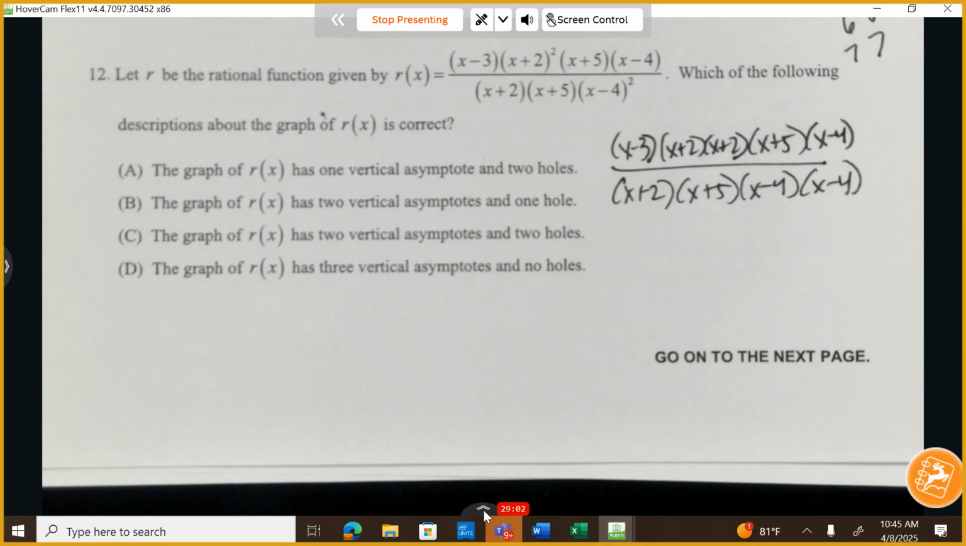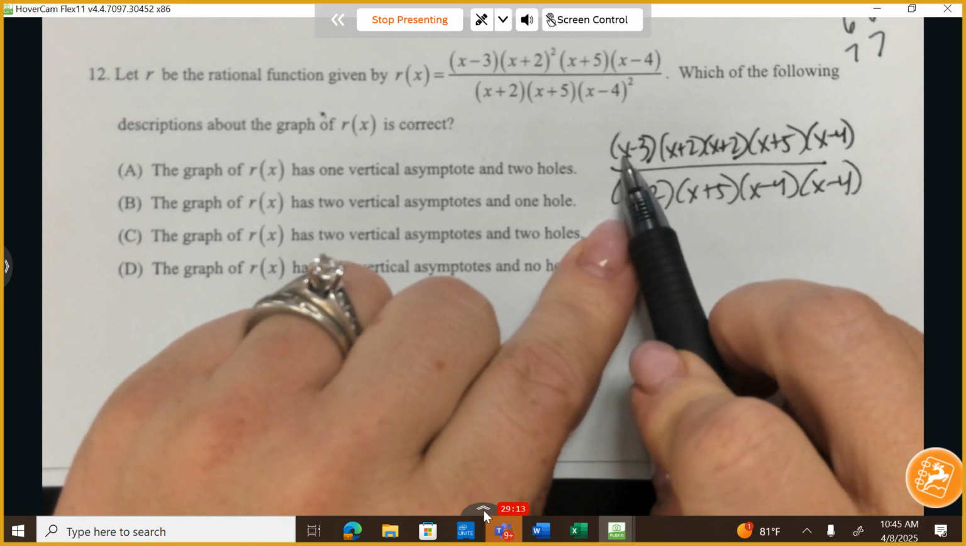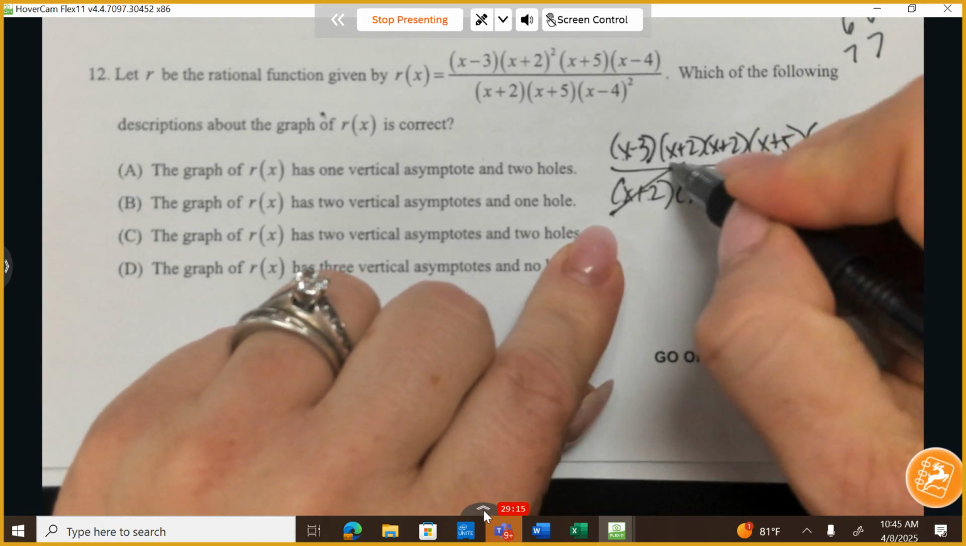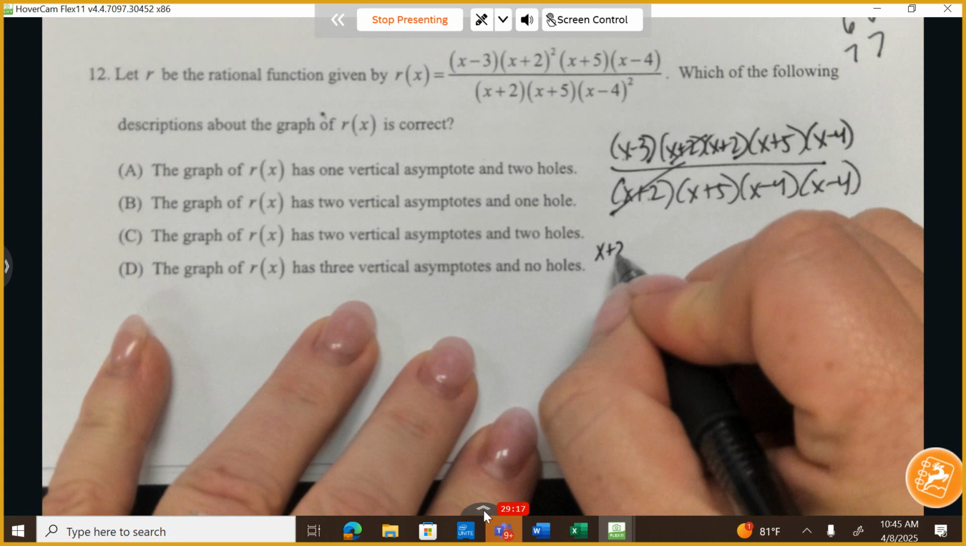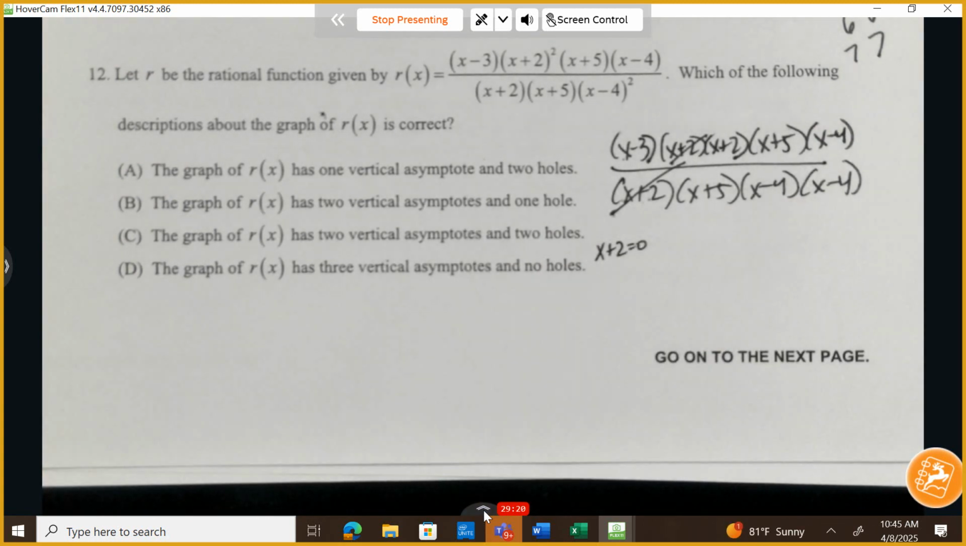Okay, now I'm going to see if I have a factor or a quantity on the bottom that's exactly the same as a quantity on the top. This could represent potential holes in graphs. So this is where I'm starting. Is there any groups of x plus 2 on top? There is. And I'm going to come off to the side. This could be a hole. I'm going to set it equal to 0. It could be. We'll figure out later on.